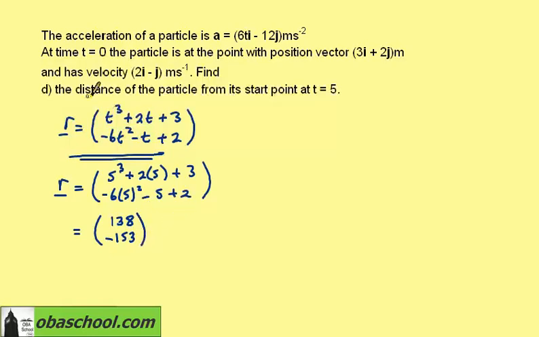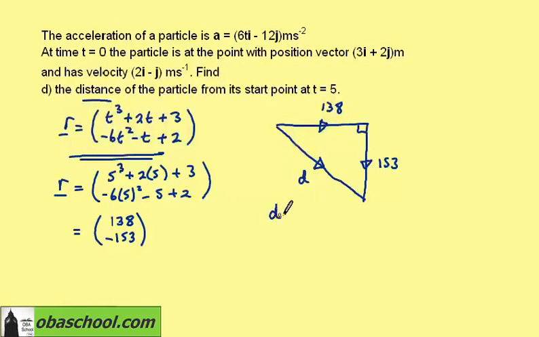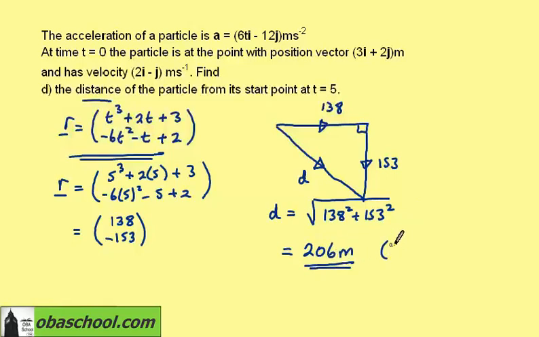We want distance, so our vector is 138 across and 153 down. The distance is the third side of the triangle. So d is going to be the square root of 138 squared plus 153 squared, which is 206 meters, correct to 3 significant figures.